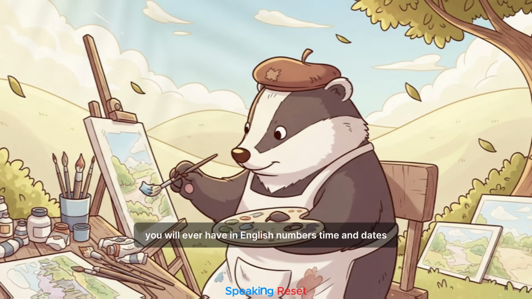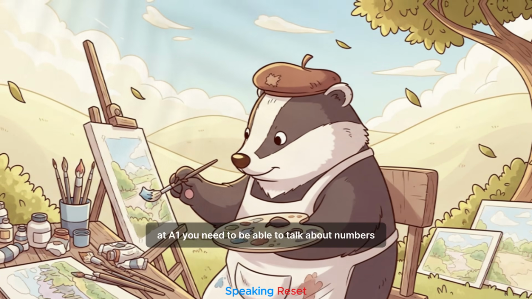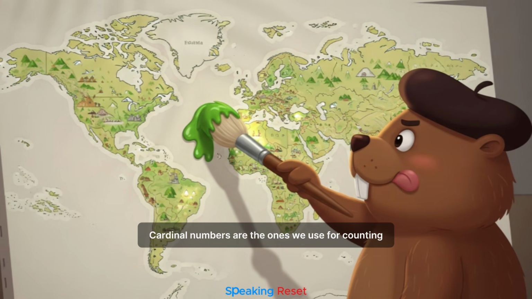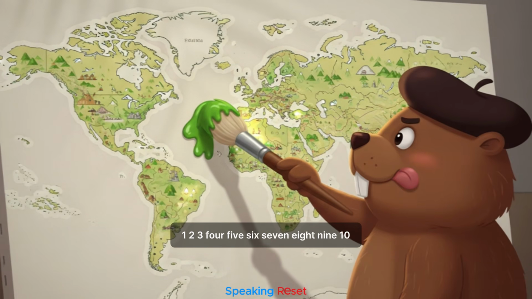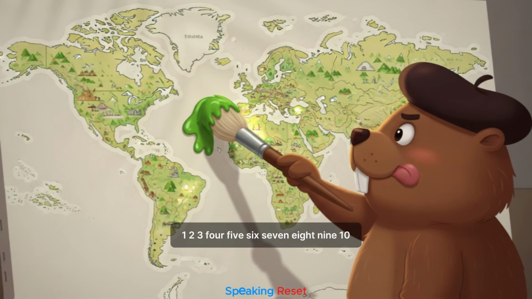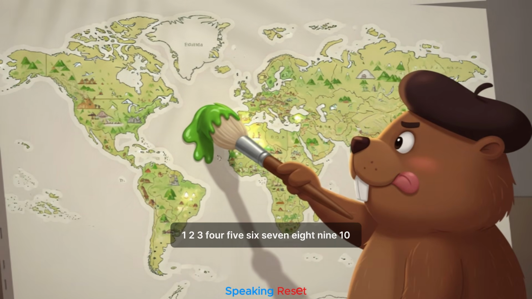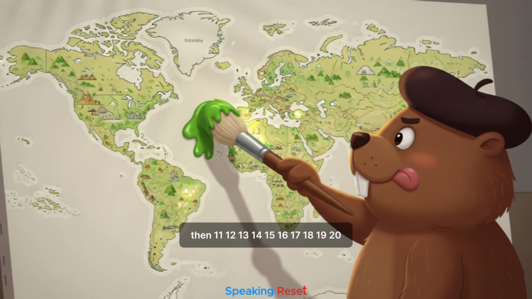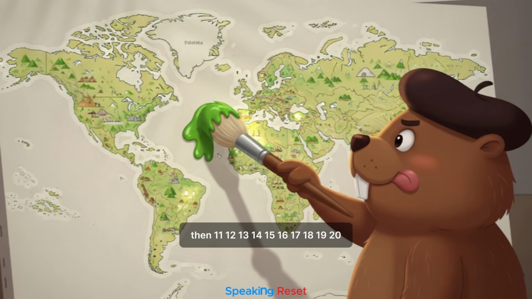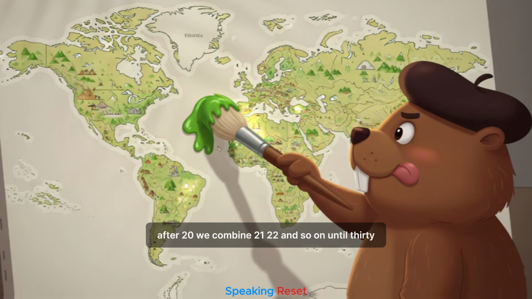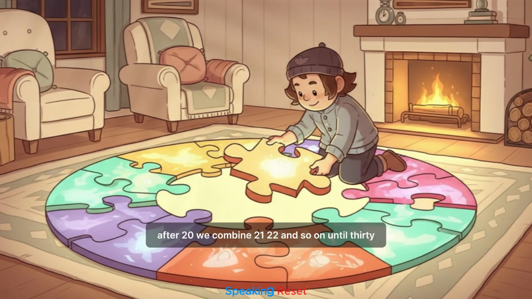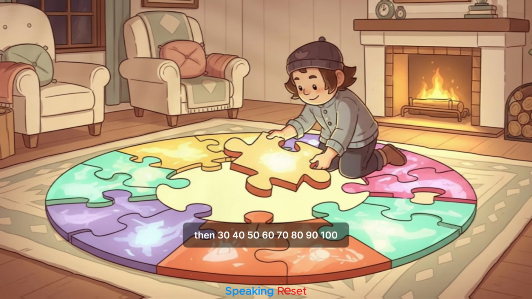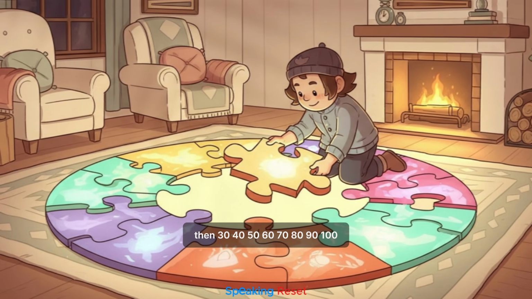Numbers, time, and dates. At A1, you need to be able to talk about numbers, tell the time, and talk about dates. Cardinal numbers are the ones we use for counting. 1, 2, 3, 4, 5, 6, 7, 8, 9, 10. Then 11, 12, 13, 14, 15, 16, 17, 18, 19, 20. After 20, we combine 21, 22, and so on until 30. Then 30, 40, 50, 60, 70, 80, 90, 100.